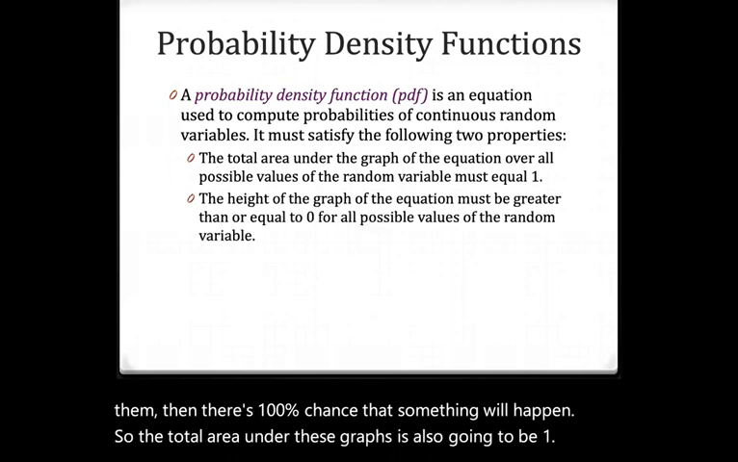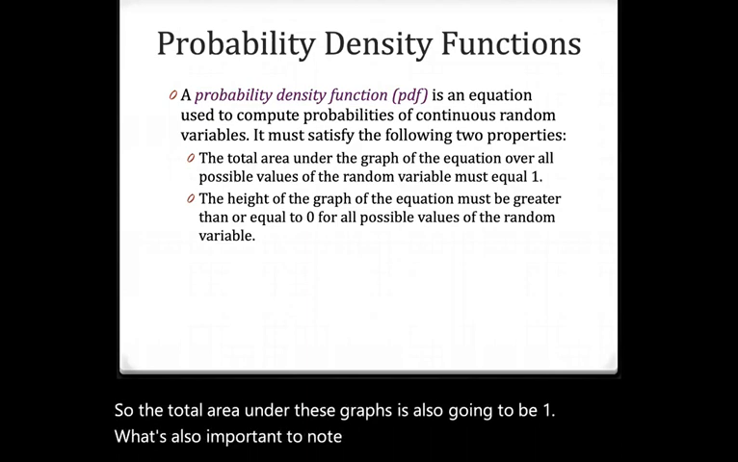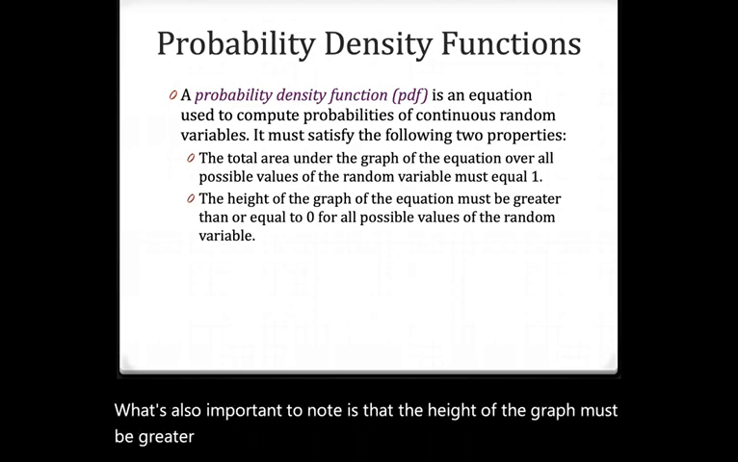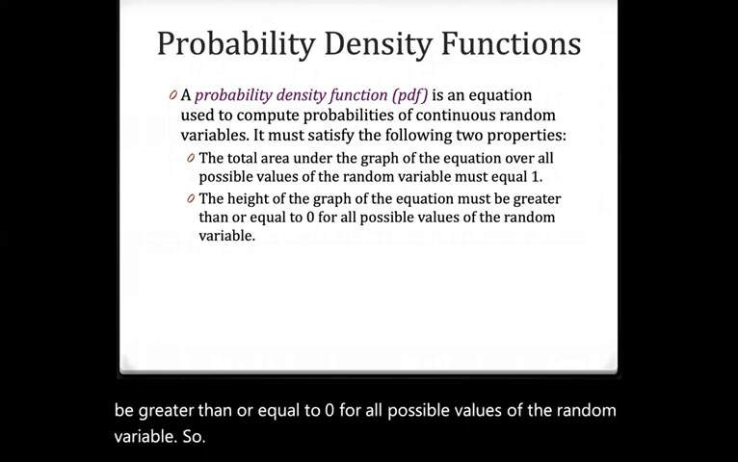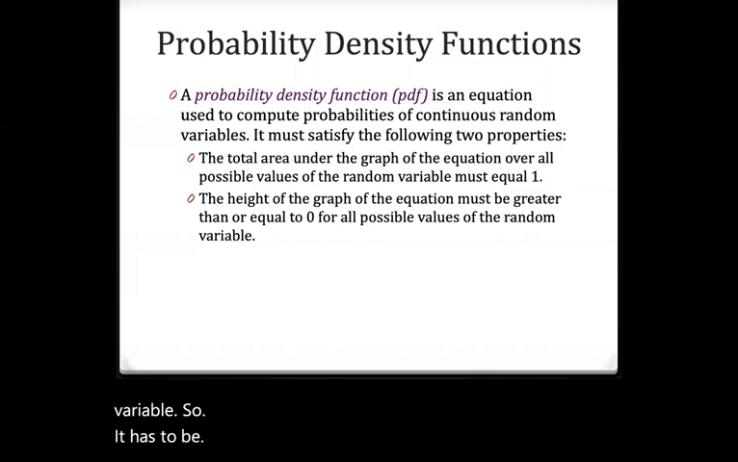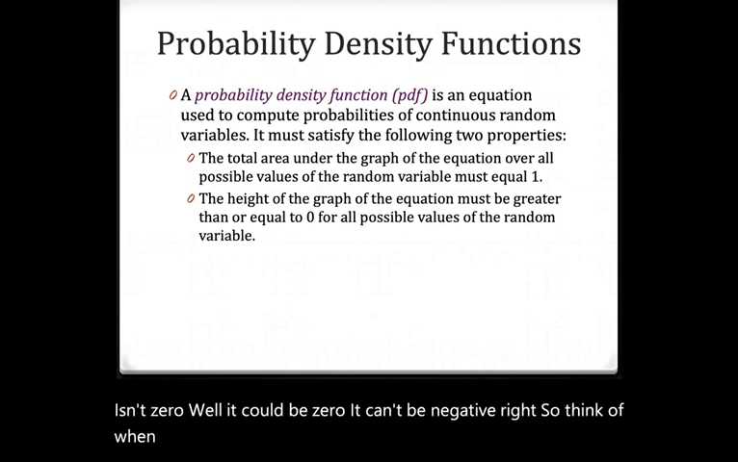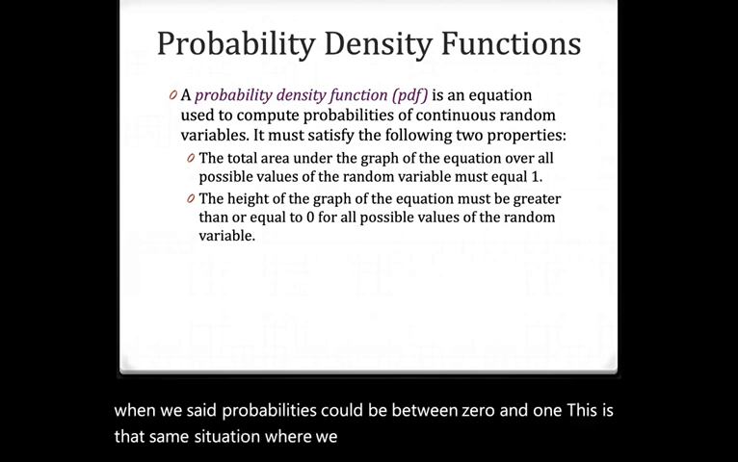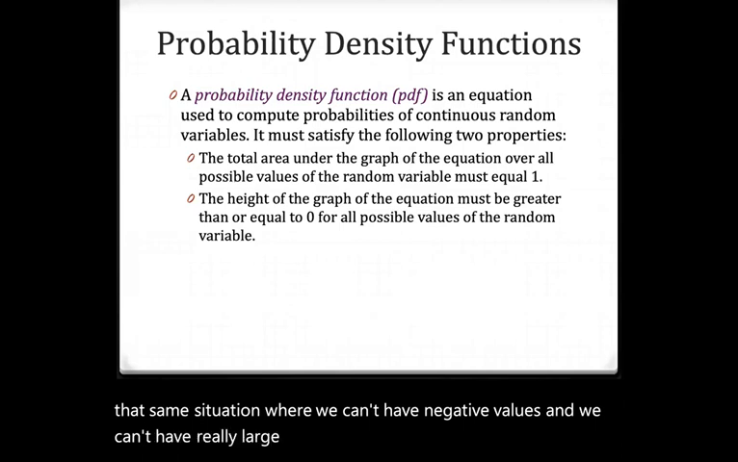What's also important to note is that the height of the graph must be greater than or equal to 0 for all possible values of the random variable. So it has to be a height that isn't 0. Well, it could be 0, it can't be negative. Right, so think of when we said probabilities could be between 0 and 1. This is that same situation where we can't have negative values and we can't have really large values because then it won't sum to what we need.